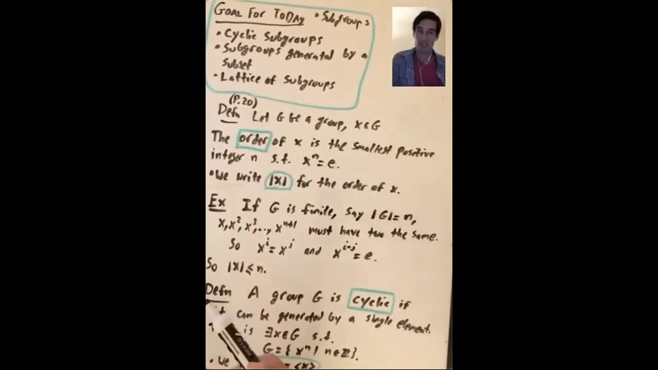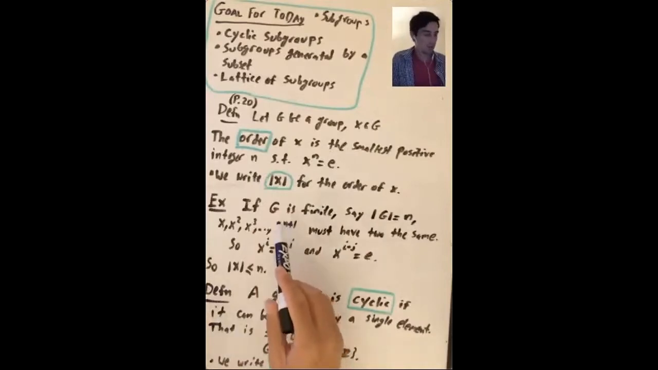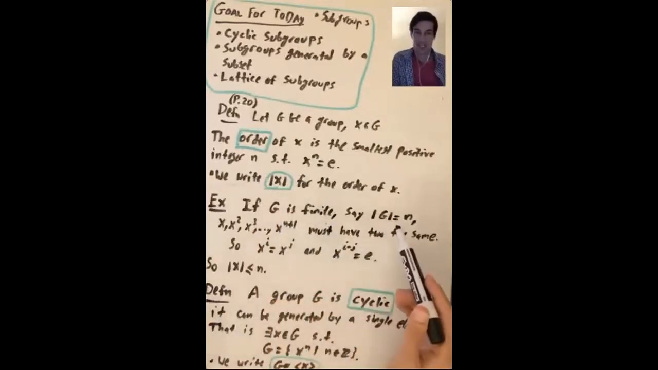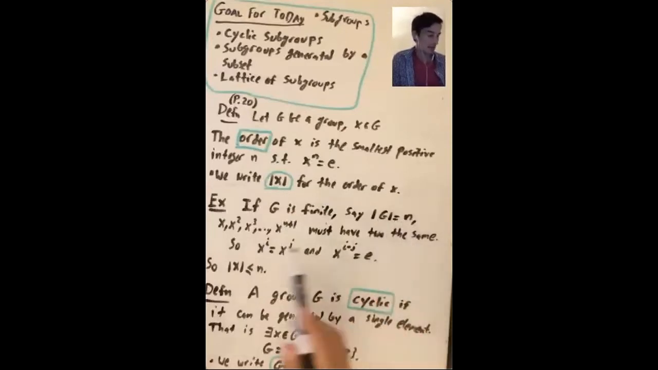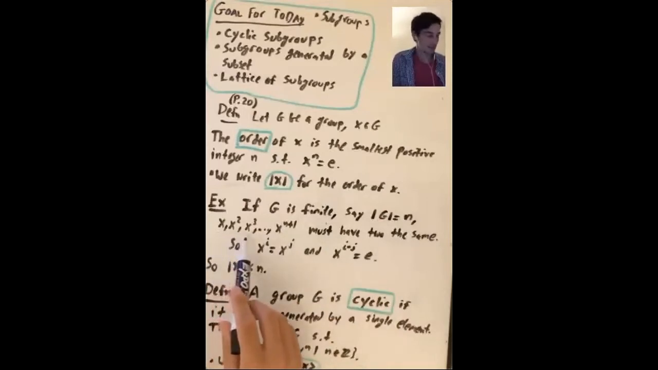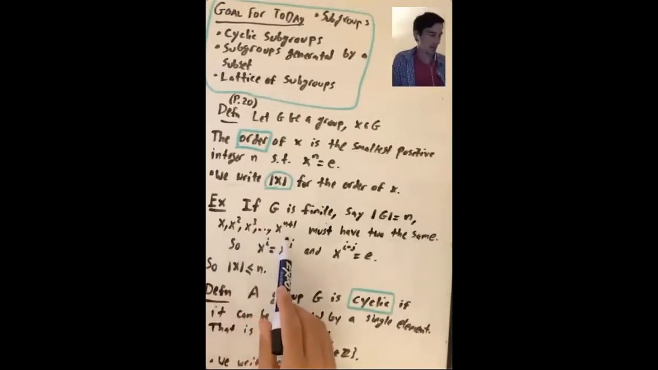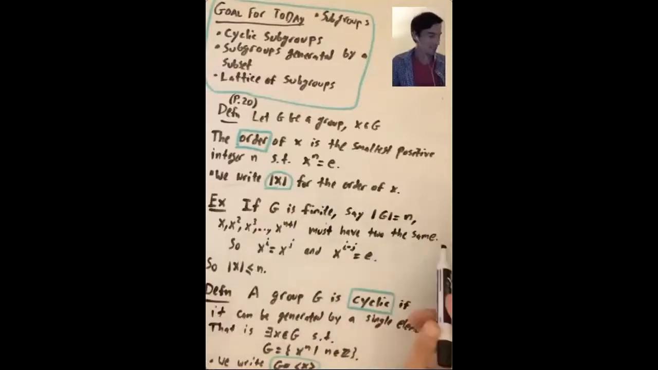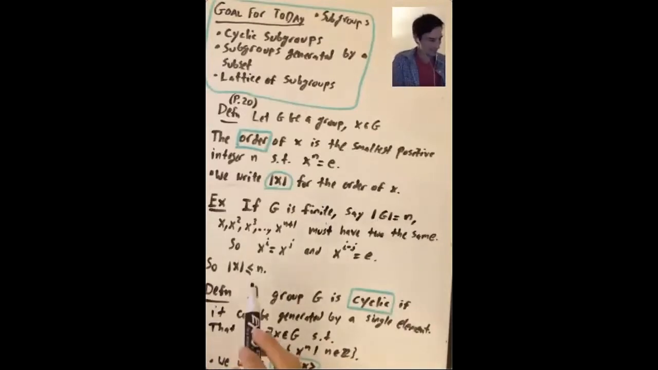But that doesn't happen when G is a finite group. Why not? If G is finite, say the size of the set G is n, then let's take the first n plus 1 powers of x: x, x times x, x times x times x, and so on. Well, this is n plus 1 elements in G, which only has size n. So by the pigeonhole principle, two of these have to be the same. The pigeonhole principle is this combinatorial thing: if you have n plus 1 pigeons and only n pigeonholes, at least two pigeons need to go into the same hole.